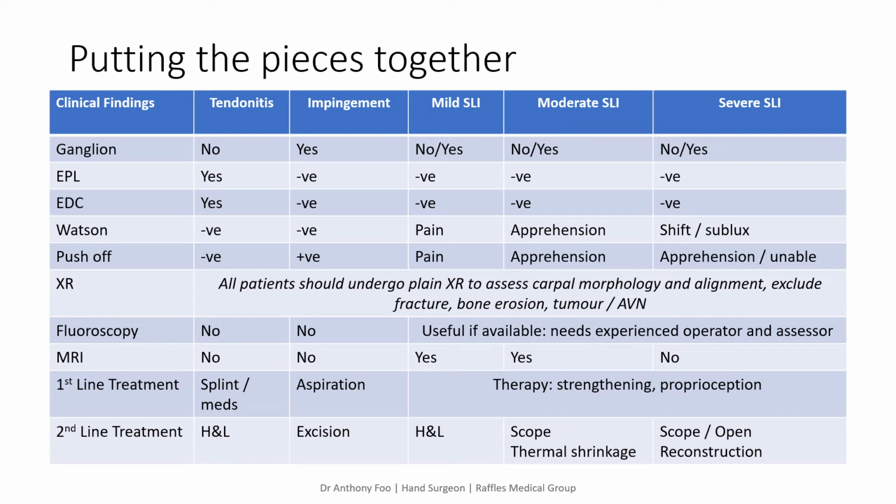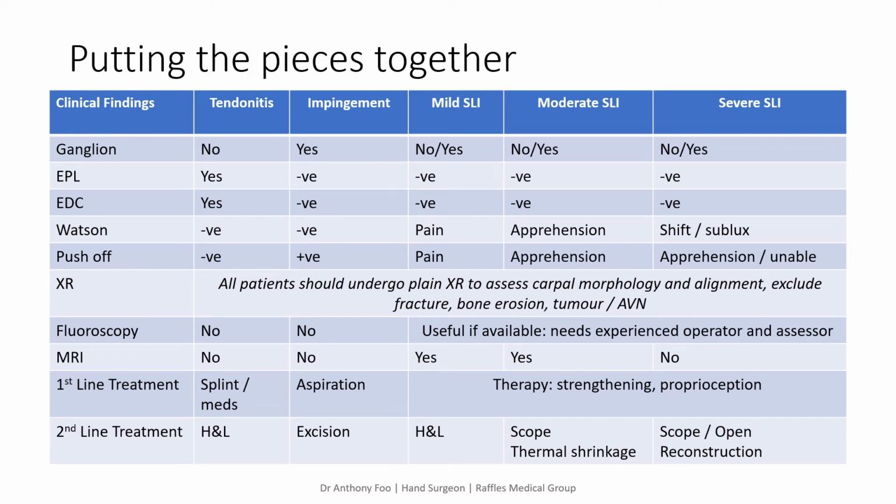If it's tendonitis, I would consider a splint or medications such as NSAIDs or COX-2 inhibitors as the first line of treatment, while second line treatment would be injection targeted to the specific dorsal extensor compartments. In the presence of a ganglion and a positive push-off test, this would be suggestive of dorsal impingement pain. If the patient is symptomatic, I would offer aspiration of the ganglion with the discussion that there is a good chance it might recur, versus excision of the cyst.